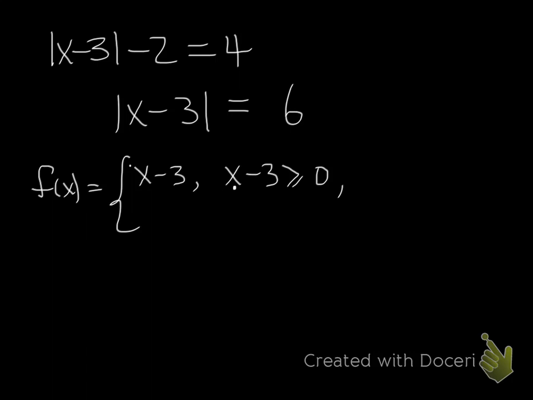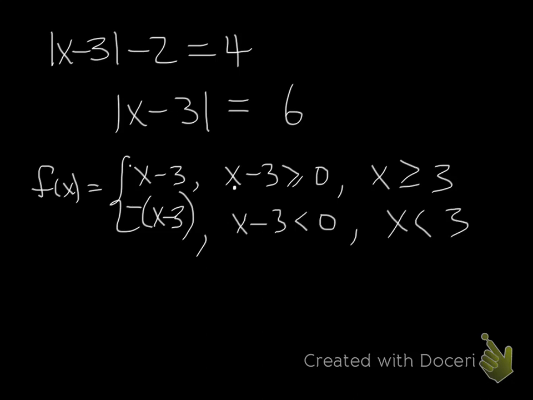for x greater than or equal to 3, we keep the original curve because the y values are positive. But when the y values are negative, we have to take the negative case, namely for x minus 3 less than 0, or in other words, x less than 3.